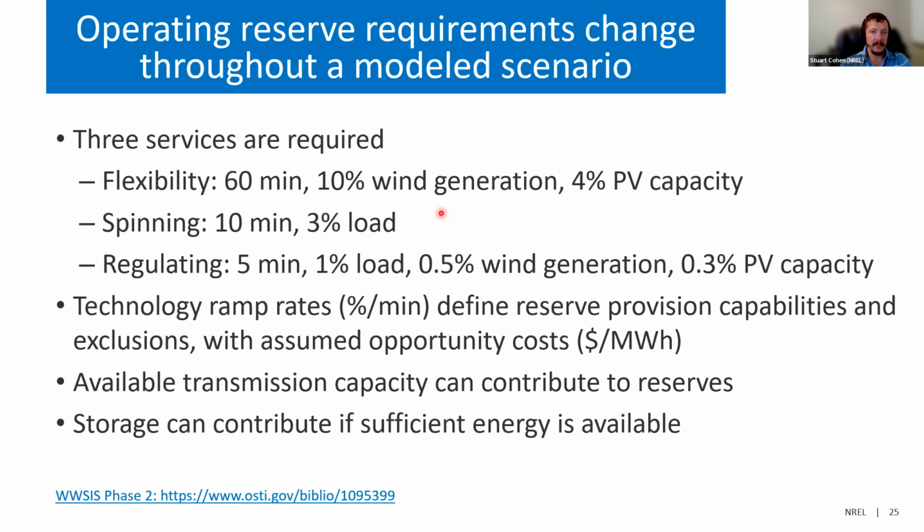For example, flexibility is only based on the renewables, spinning reserve requirements are based on a percentage of load, and regulation is a little bit of both. In terms of what technologies can do, we use technology-specific ramp rates to define how much they could provide toward these different ancillary services. The objective function also has opportunity costs associated with providing those reserves. The constraints are set up so that you can only provide these operating reserves if you have free capacity that you're not using for energy, meeting electricity demand. That's accounted for as well.